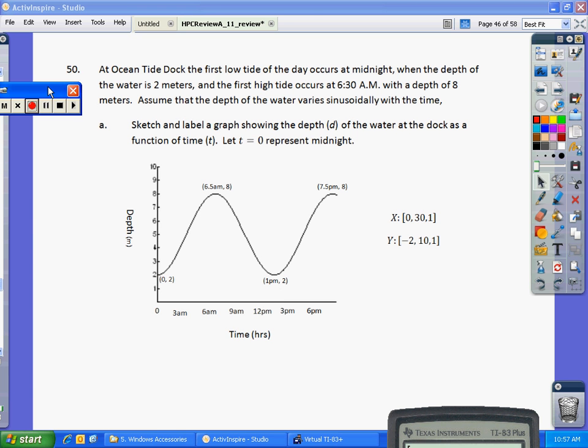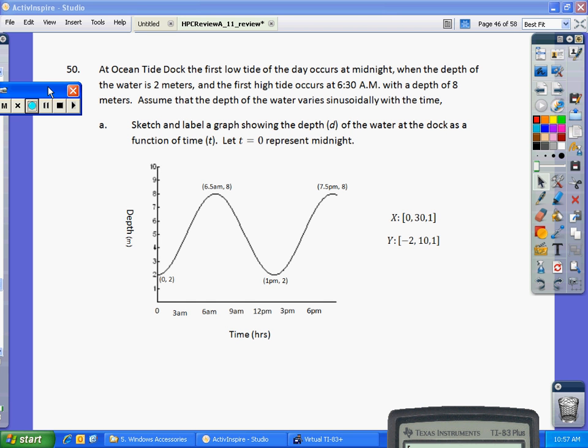Alright, problem 50. At Oceantide Dock, the first low tide of the day occurs at midnight, when the depth of the water is 2 meters, and the first high tide occurs at 6:30 a.m. with a depth of 8 meters. Assume that the depth of the water varies sinusoidally with the time.